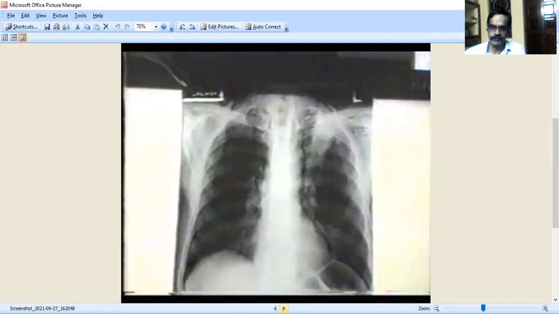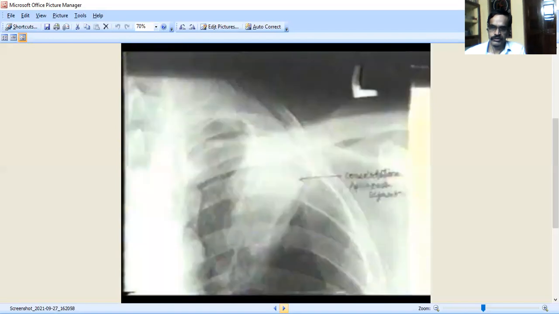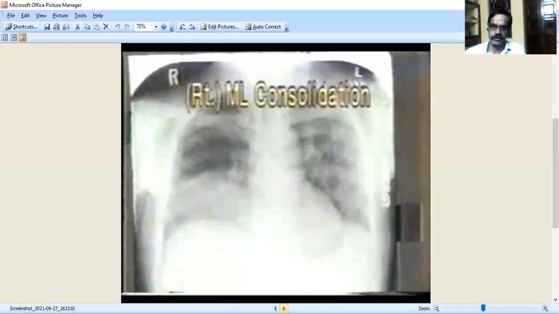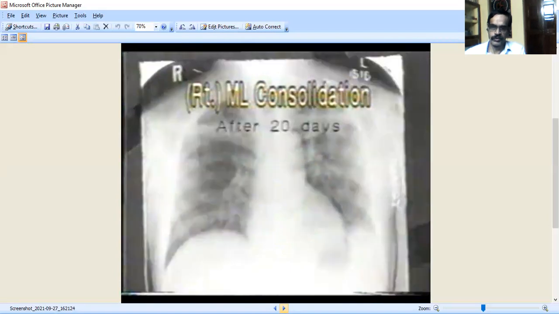Here you see, in the apex of the left lung, there is a white shadow, isn't it? That is due to consolidation. Here you see, this is clear, isn't it? Here, middle lobe, right middle lobe consolidation, isn't it? You can see it silhouettes with the right cardiac border. It is in the right middle lobe, consolidation in the right middle lobe.